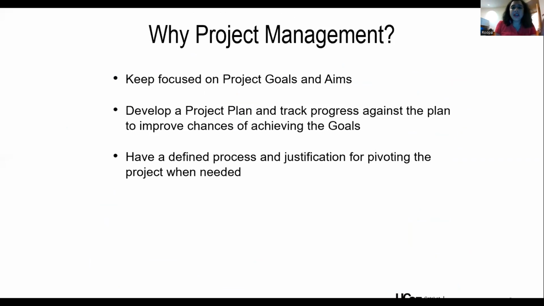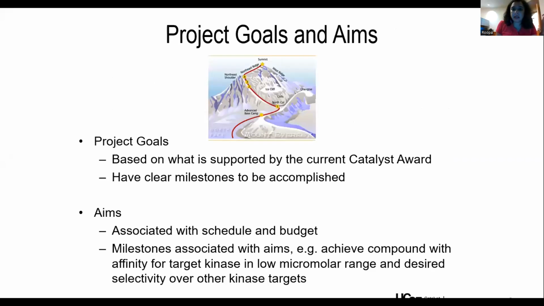So why do you need project management? It helps you keep focused on the project goals and aims, and develop a project plan and track progress against the plan, improves your chances of achieving the goals. And it also gives you a defined process and justification for pivoting when it is needed. Because if you don't have a plan, you don't know where you're going. Even if you have to pivot, you know that you're specifically pivoting from a given plan.